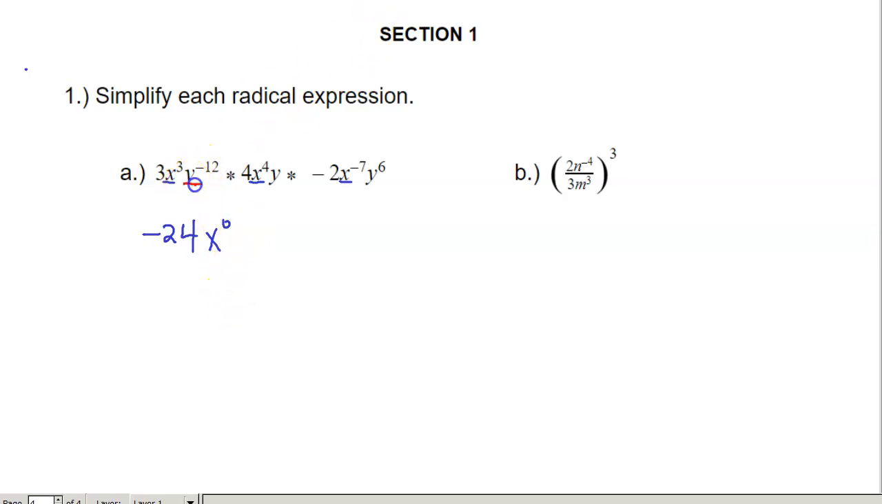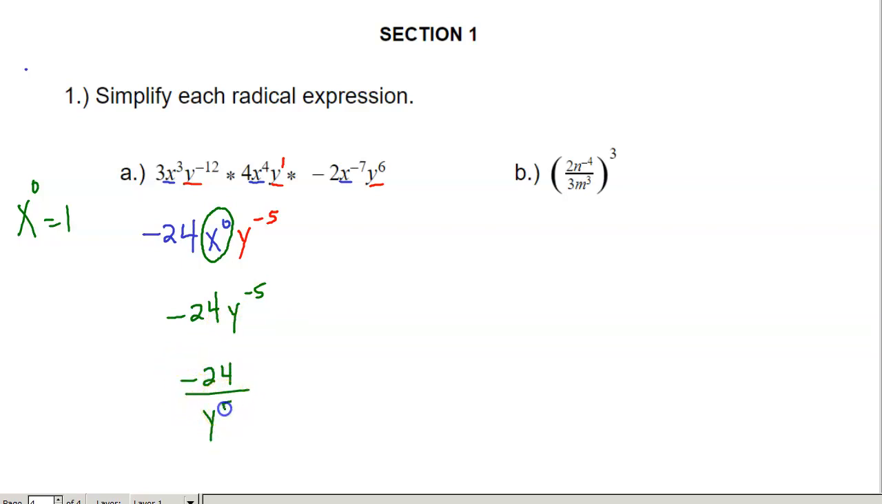And then I also have the y's. So I have y to the -12 plus 1 plus 6. So that'll be y to the -5. So my final answer, remember, any number to the 0 is always equal to 1. So this answer is going to be -24 times 1. So I'll leave that out, times y to the -5. And if we keep that as positive exponents, we can say this is -24 divided by y to the +5.